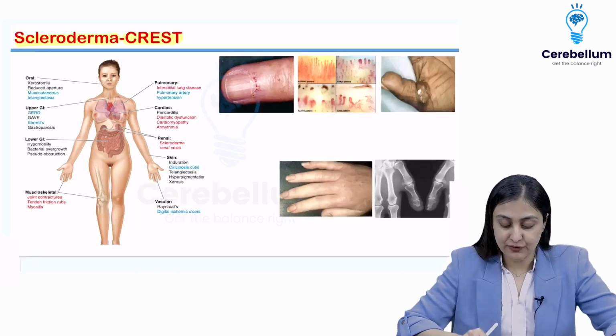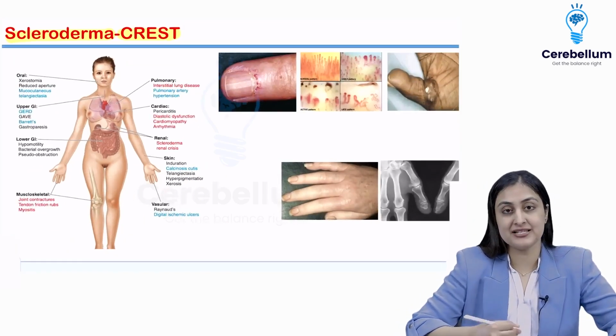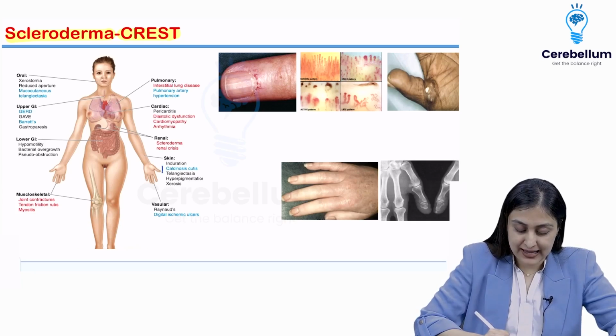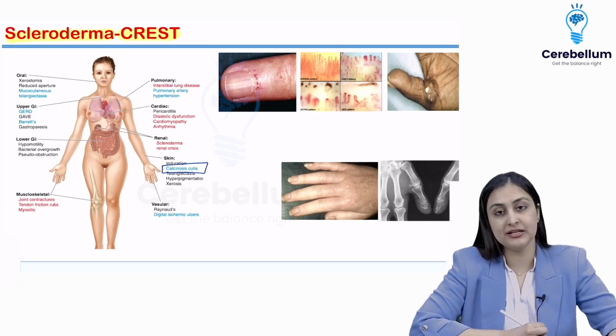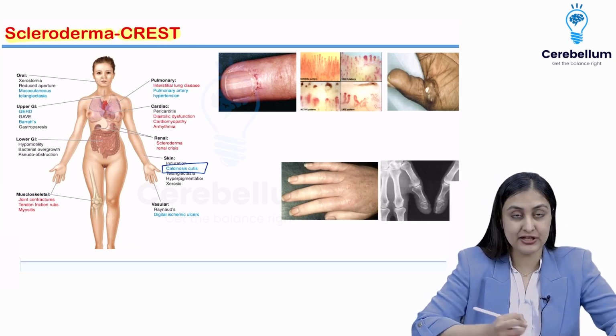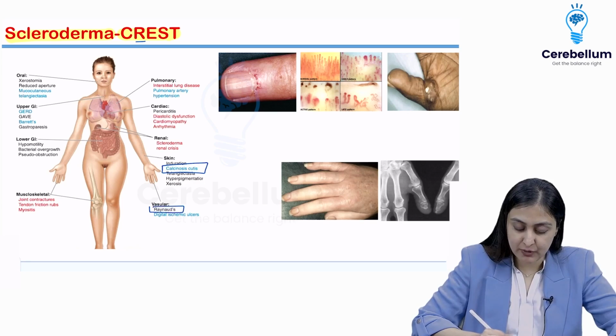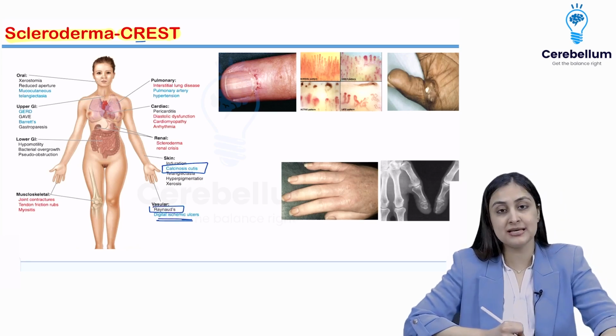Okay, so first of all, once you know the meaning of CREST, few of the manifestations become very clear, right? So C is for calcinosis cutis, wherein you are going to have cutaneous calcification, subcutaneous calcification. R is for Raynaud's phenomenon, which can give rise to digital ischemic ulcers.